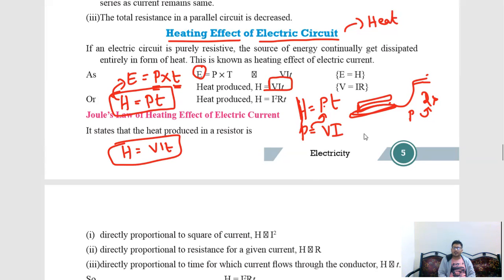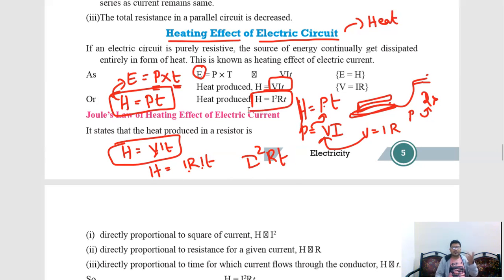Now what is Ohm's law, guys? V is equal to IR. Now try to substitute that V here. What will you get? H is equal to, instead of V, I into R, into I, into T. I into I is I square. At last you will get I square RT. So H is equal to I square RT.